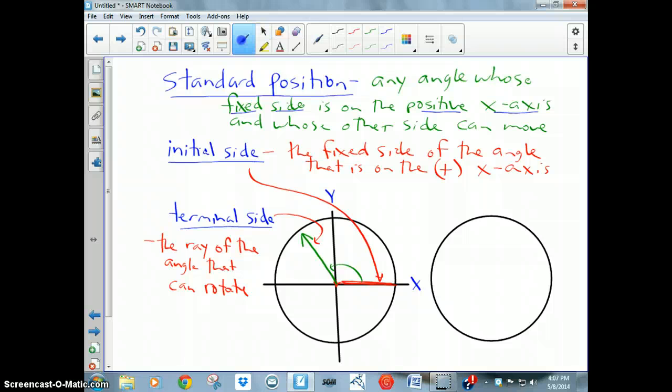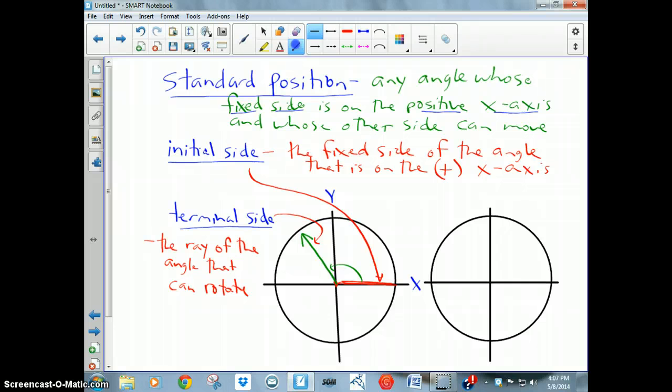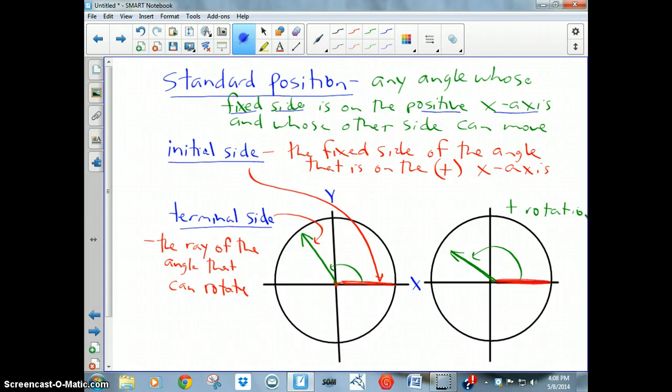Now again, I'm going to draw on the next circle. I'm going to draw my x and y axis through the center of the circle. And we're going to talk about angles of rotation now. Positive rotation is, I'm going to draw this in red again, the initial side is right here, and my terminal side is there, and when you rotate in that direction, that would be called positive rotation. That would be counterclockwise. Positive rotation is counterclockwise.